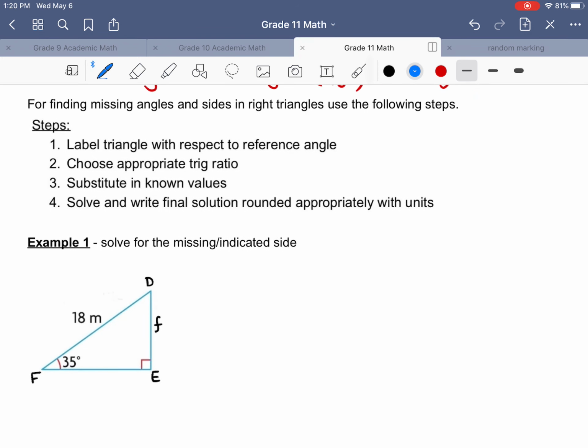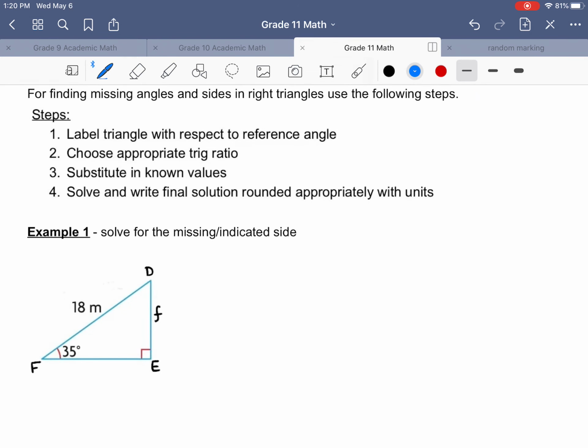So let's take a look at our first example here. We have a triangle and we are asked to solve for the missing or the indicated side. And I put both those words here because we are technically missing two sides. We're missing the side between uppercase F and uppercase E and the side between uppercase D and uppercase E. But our indicated side in this case is right here, okay, because we have a lowercase f.